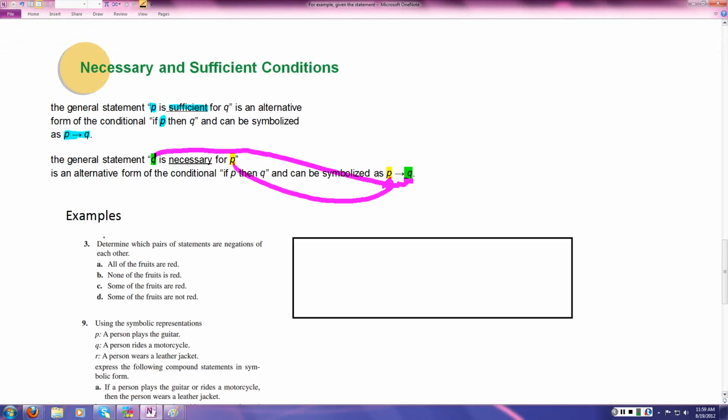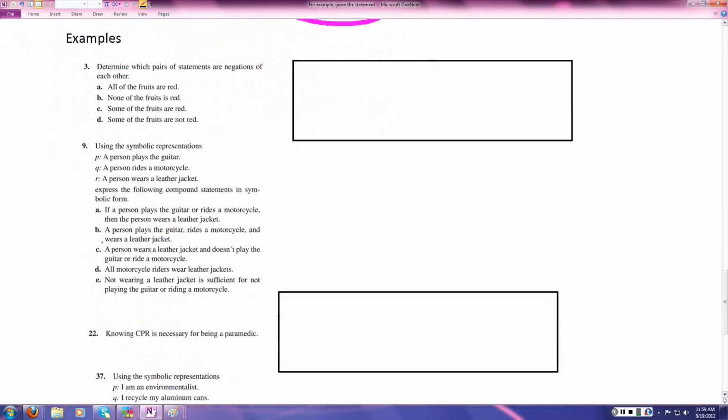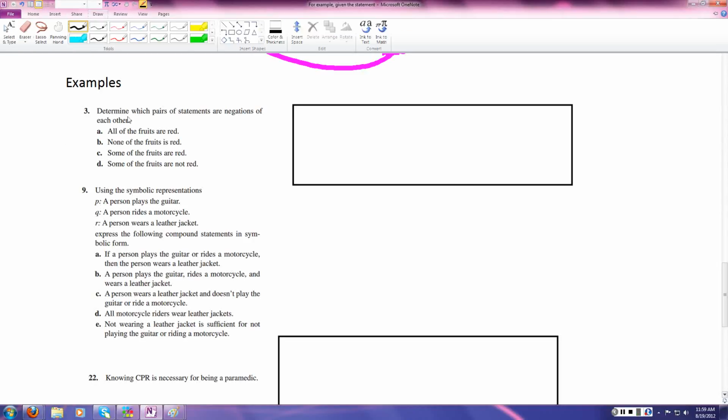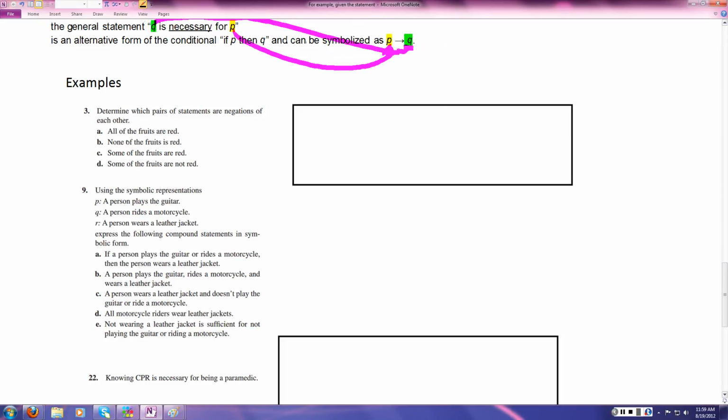So let's look at some examples from your book. We're going to look at 3, 9, 22, and 37, and these are very, very similar to what you have on WebAssign. So here, determine which pair of statements are negations of each other. Now, negation is a pretty simple thing. P: it's raining. The negation would be it's not raining. Where it gets confusing is when you have these qualifiers: all, none, some, and some.